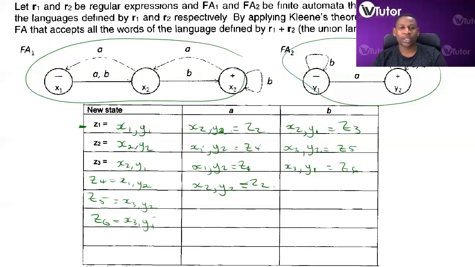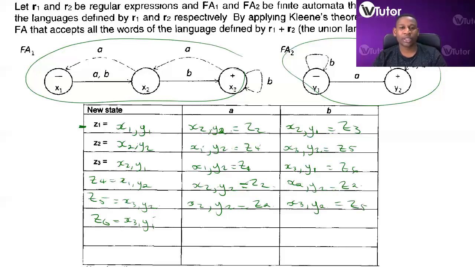If you're in X1 and you encounter B, you go to X2. If you're in Y2 and you encounter B, you stay in Y2. So you go to Z2. If you're in X3 and you encounter an A, you go back to X2. If you're in Y2 and you encounter an A, you stay in Y2. So you're all going back to Z2. If you're in X3 and you encounter B, you stay in X3. If you're in Y2 and you encounter B, you stay in Y2. So X3, Y2 is the same as Z5.